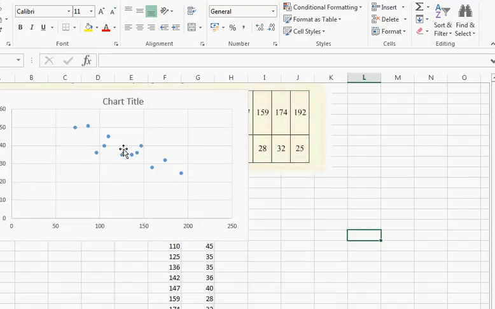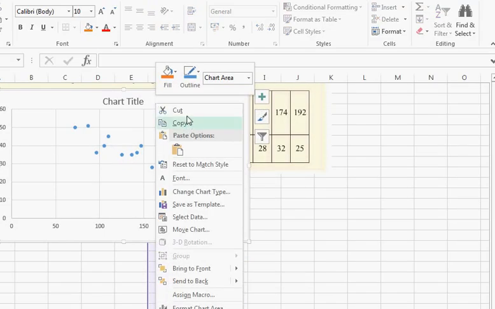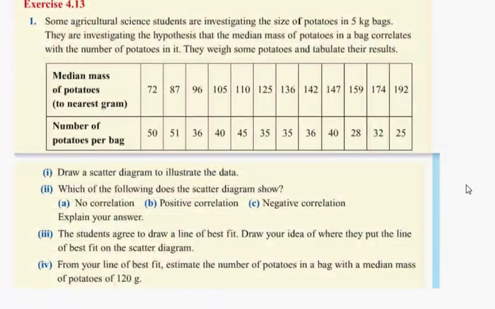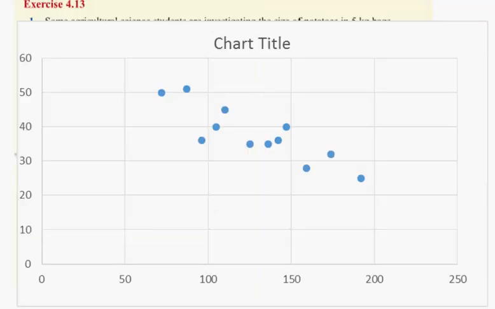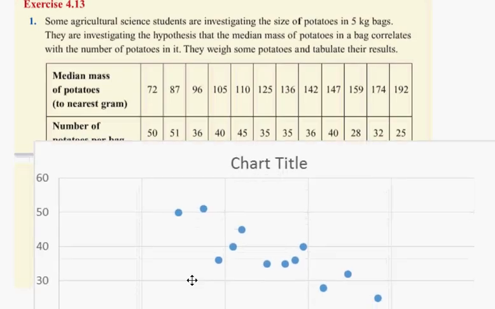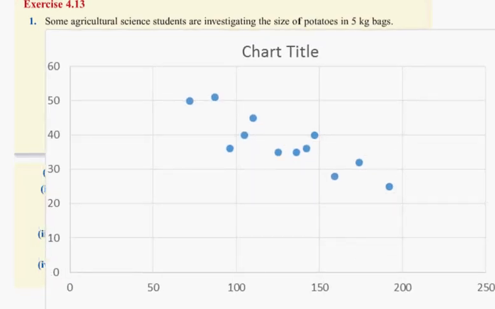Here we go. So this here is a scatter graph of that data right there. Right. So this here is a scatter graph. Now, which axis did I use for which here? I used 0 to 60. I did the number of potatoes on the y-axis. For this question, it doesn't specify. So number of potatoes is the y-axis, and what's this one? The median weight, is it? Yeah. Median weight. Okay.